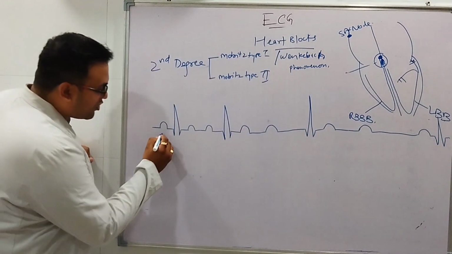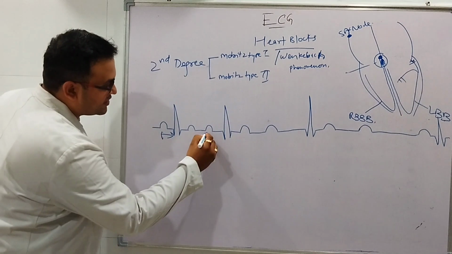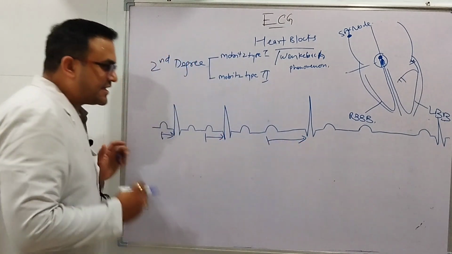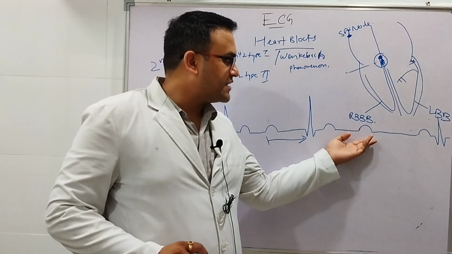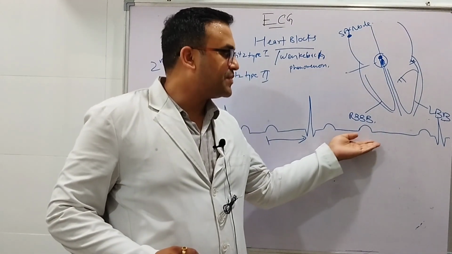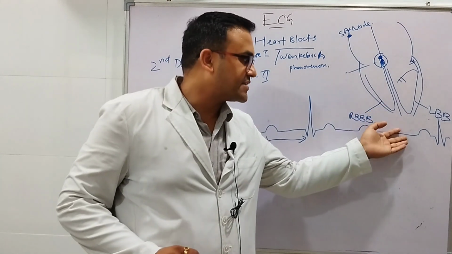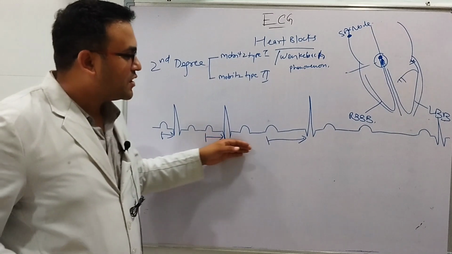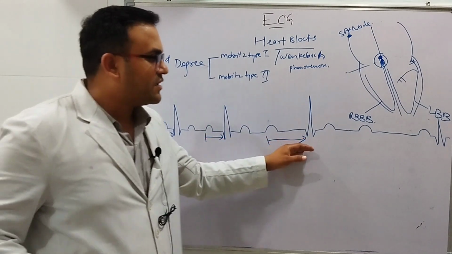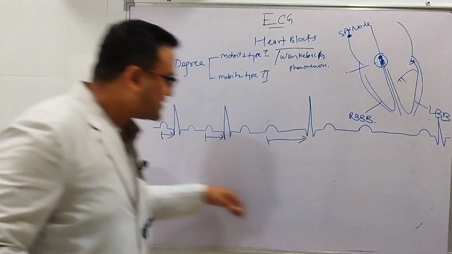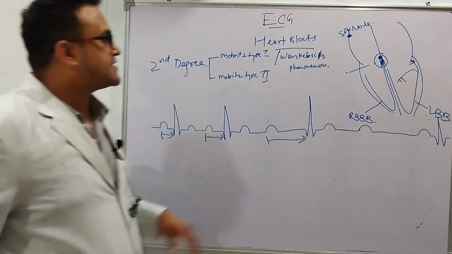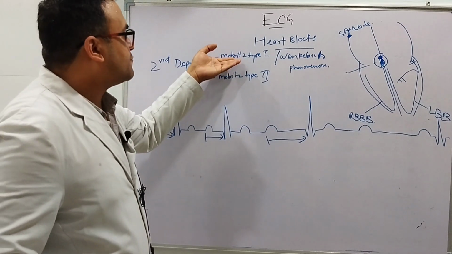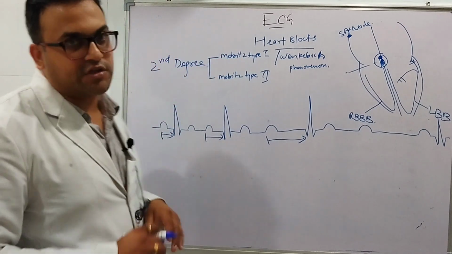So there is a progressive increase in PR interval until one of the P waves is not conducted at all. After that P there is no QRS, and again this same cycle will start. There will be progressive lengthening of the PR interval, one P will not be conducted, then again the same thing will start. This is called Wenckebach phenomenon or Mobitz type 1 second degree AV nodal block.